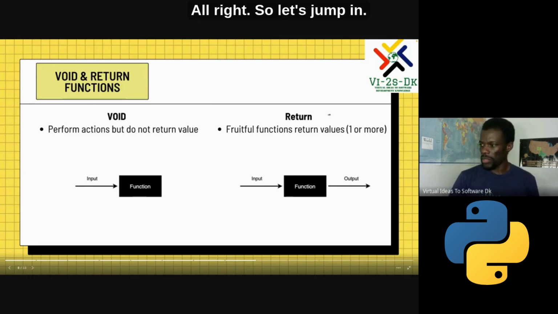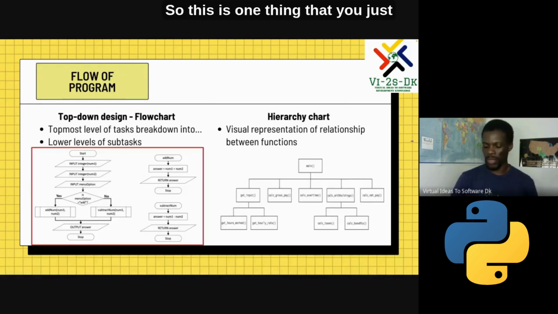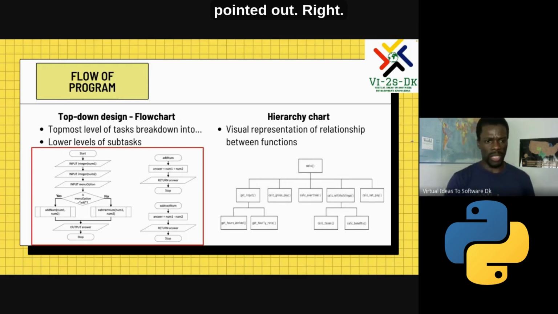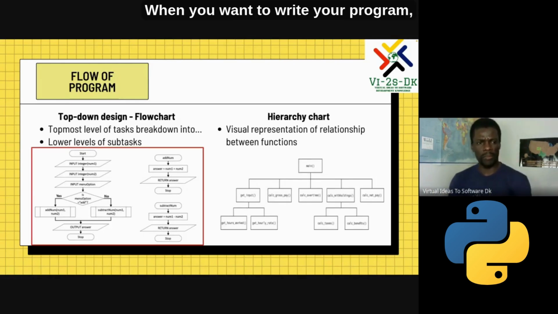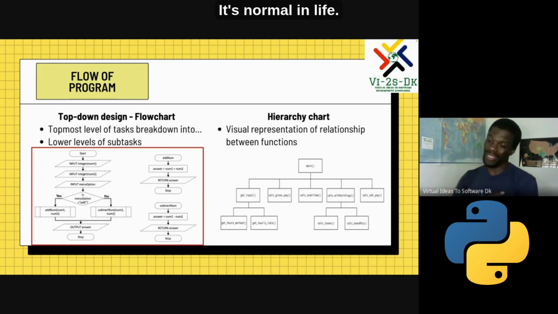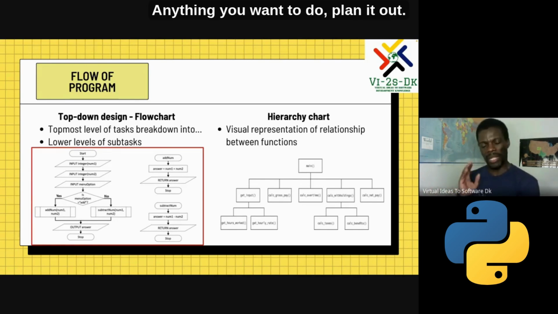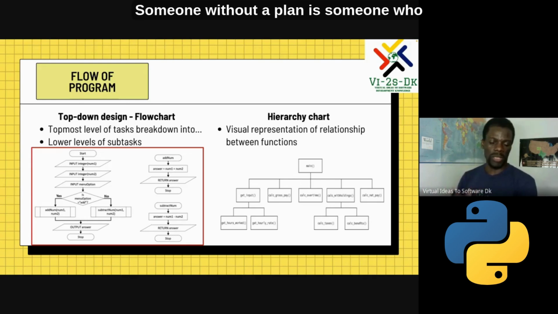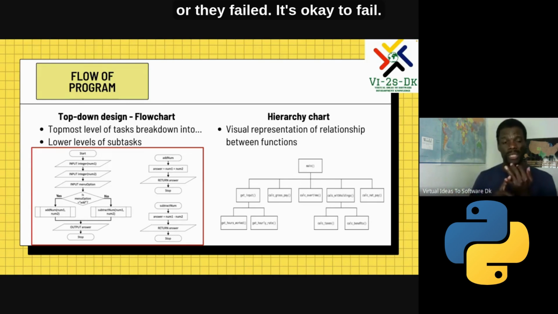All right, so let's jump into, I think this is our last slide for the day. So this is one thing that you just pointed out, right? When you want to write your program, you have to figure out how you're going to do it. It's very important to have a setup, to have a plan. It's normal in life. Anything you want to do, plan it out. Someone without a plan is someone who is definitely not going to know if they succeeded or they failed.